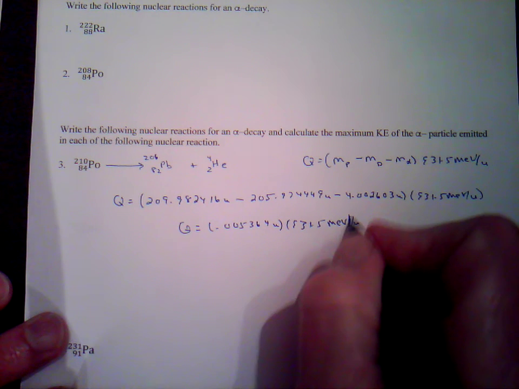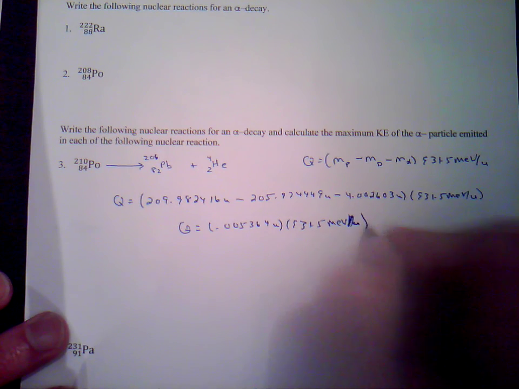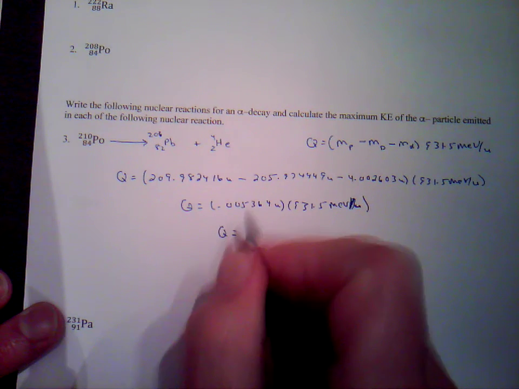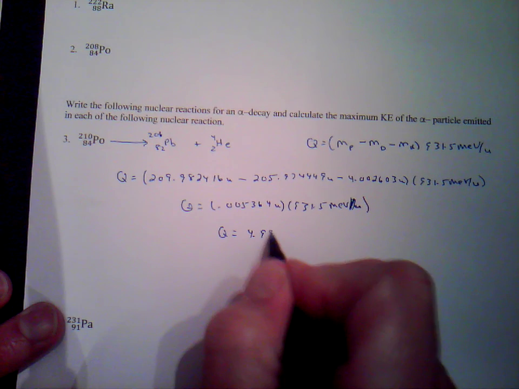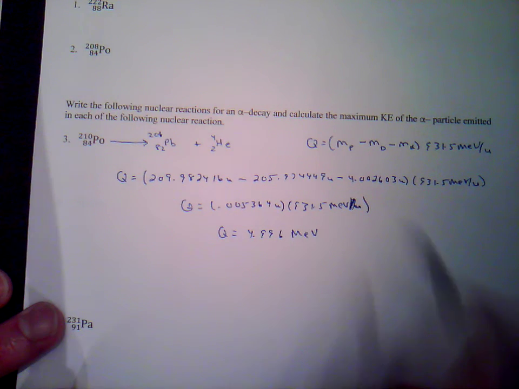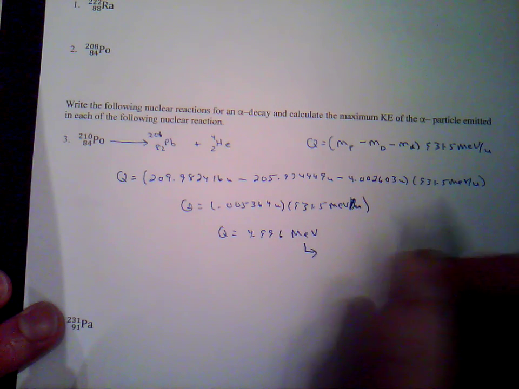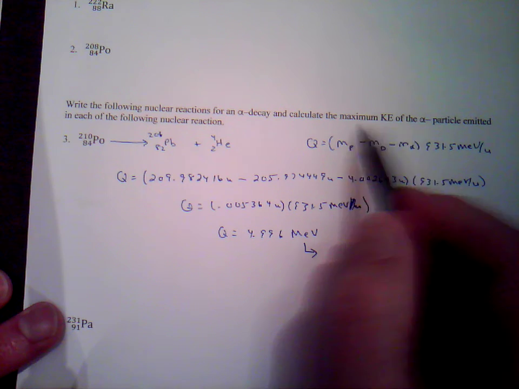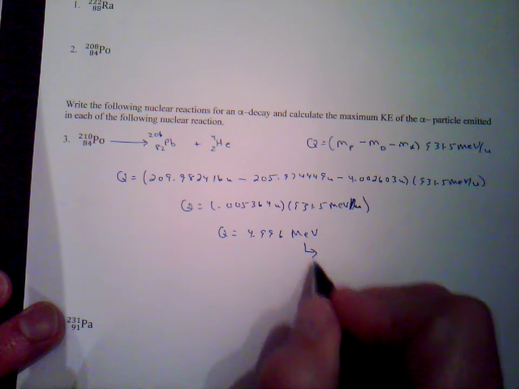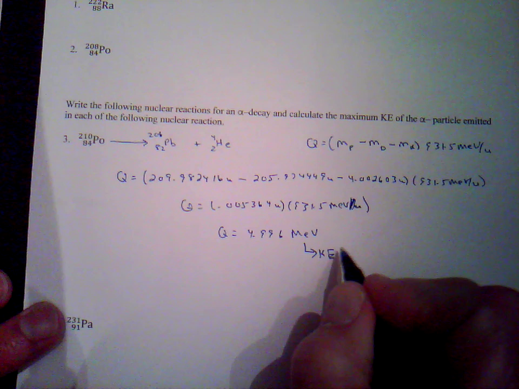Did I write that correctly? That's a per atomic mass unit in parentheses. We end up getting 4.996 megaelectron volts of energy released. If it says the maximum amount of kinetic energy of the alpha particle, that means all of that energy is converted to the kinetic energy of the alpha particle.